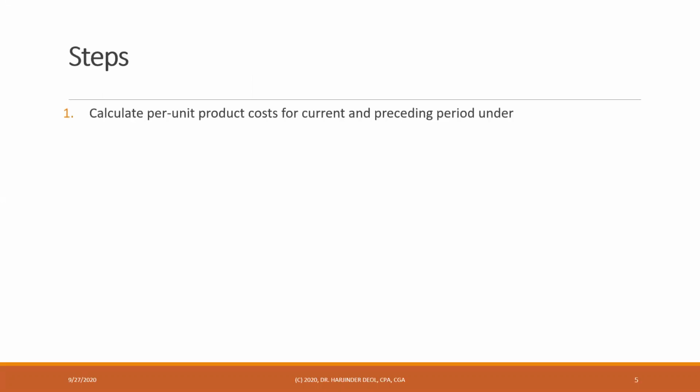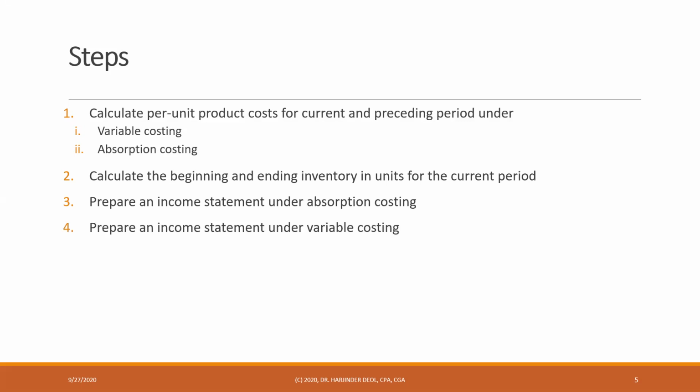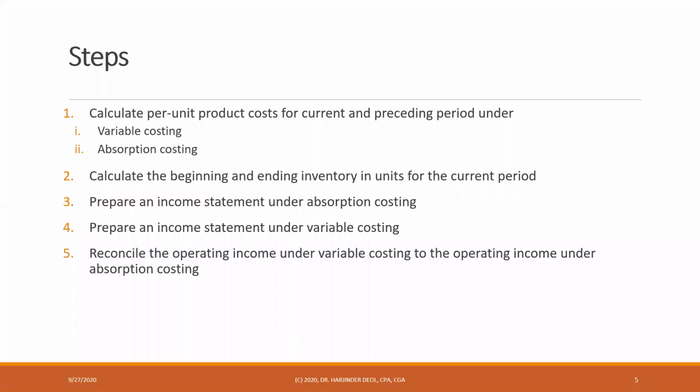So the steps that we follow in this case is to calculate our per unit product cost for current as well as preceding periods under both of these methods, the variable cost as well as your absorption cost. Then we will calculate the beginning and ending inventories in units for the current period. Step 3 is to prepare our income statement under absorption method. Then we will prepare our income statement under variable method. And finally, reconcile the operating income under variable costing and absorption costing.